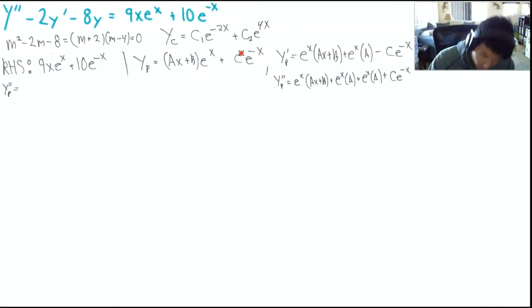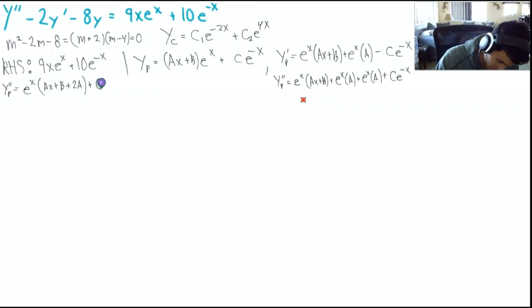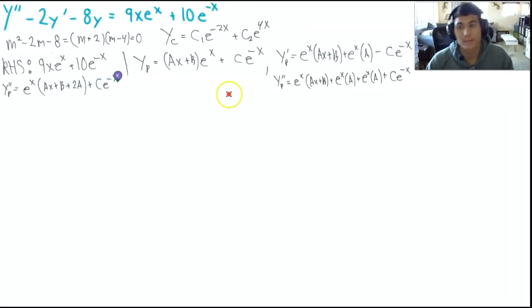This would be, okay, let's just factor out all the e to the x's. It'd be ax plus b plus 2a, and then plus c e to the negative x. Okay, so we have what we need to recreate this differential equation up here. Let's do that.